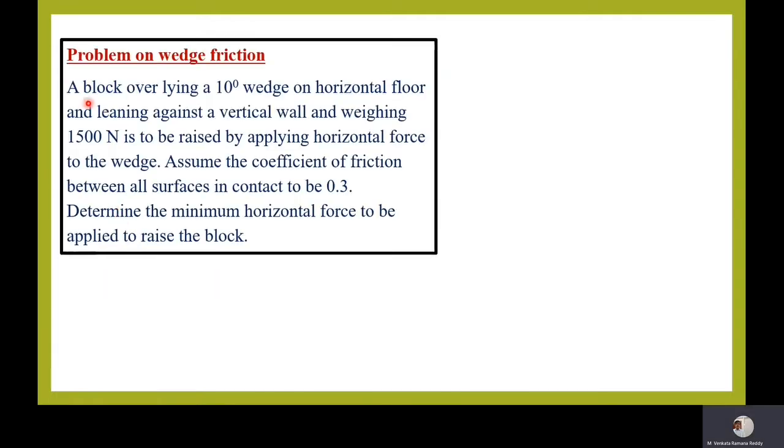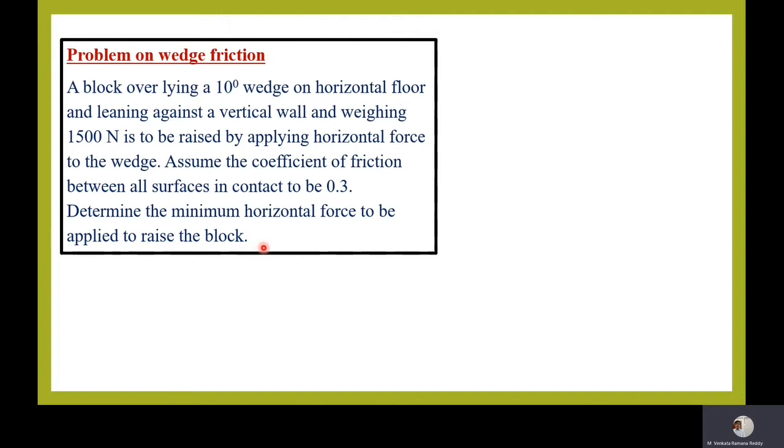The problem is: a block overlying a 10 degree wedge on a horizontal floor and leaning against a vertical wall, weighing 1500 newtons, is to be raised by applying a horizontal force to the wedge. Assume the coefficient of friction between all surfaces in contact to be 0.3. Determine the minimum horizontal force to be applied to raise the block.